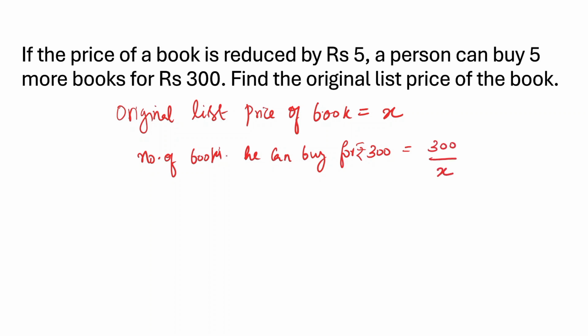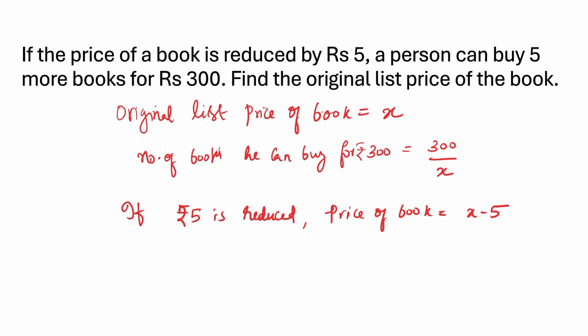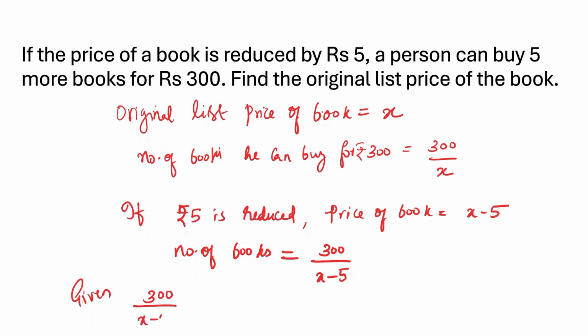And if rupees 5 is reduced, the price of the book equals x minus 5, and the number of books he can buy after 5 rupees is reduced is 300 divided by x minus 5, right? 300 divided by x minus 5 minus 300 divided by x, you will get 5. This is 5 more books, right?